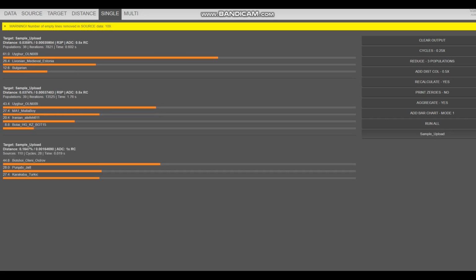When we reduce that to 3, we get the model that I actually like the best. And it is that he is 61% Uyghur, 26% Livonian from Estonia, and 12.6% Bulgarian. So you see that depending on the model, you can actually get this individual to even score a little bit of European components. Although this Uyghur, from my memory, is very Eastern shifted, at least with my calculator.